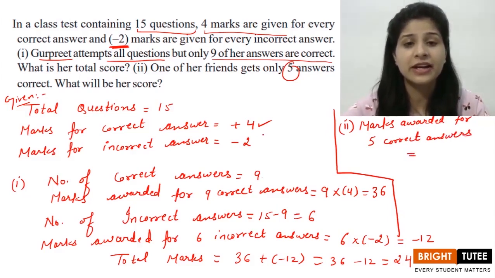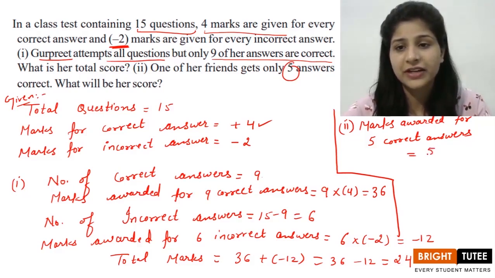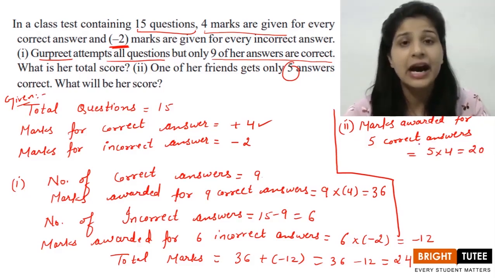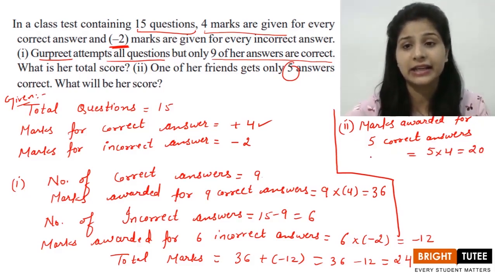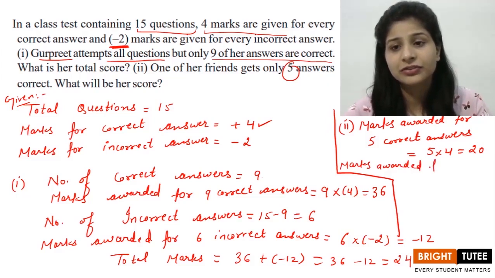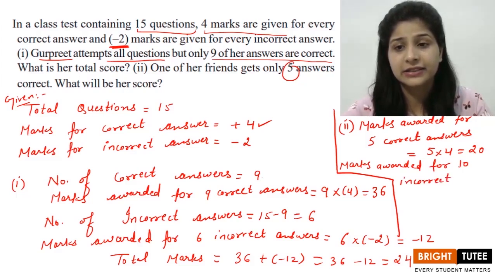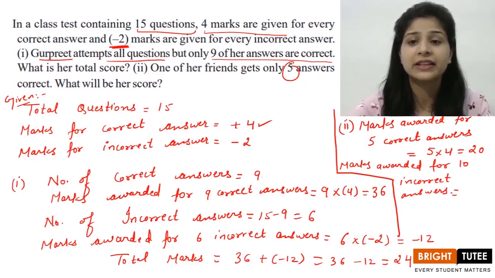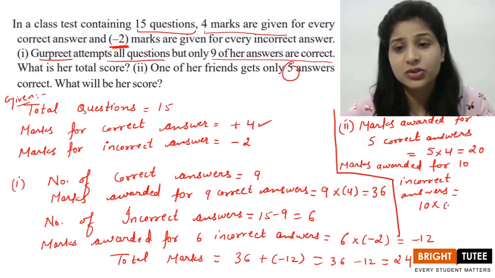You see beta, for 1 correct you get +4. So for 5 correct you multiply 5 with +4, you get 20. If she has attempted 5 questions correctly, how many questions are done incorrectly? 10. So we will write marks awarded for 10 incorrect answers. For 1 we get -2. For 10 we will get -20.